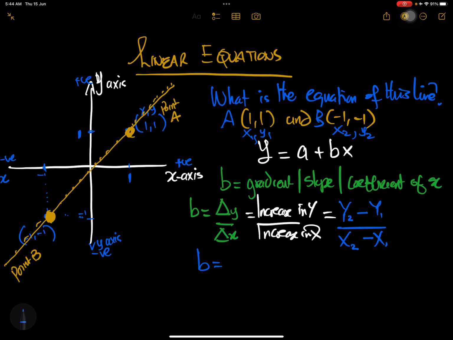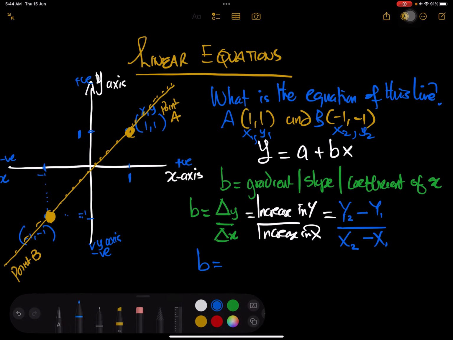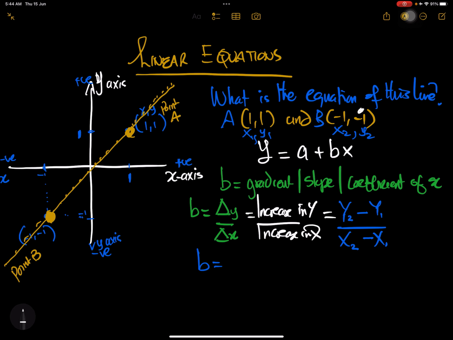What is our y2? Our y2 is negative 1. It's right here. Our y2 is this number here. That's our y2. It's negative 1. Now look at this sign. We have to bring that sign negative. What is our y1? Our y1 is here. It's 1. It's not negative 1. It's just 1. So we put 1 there.